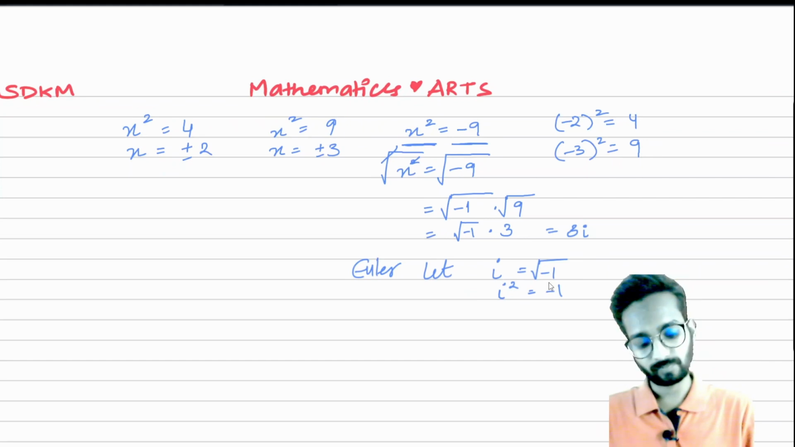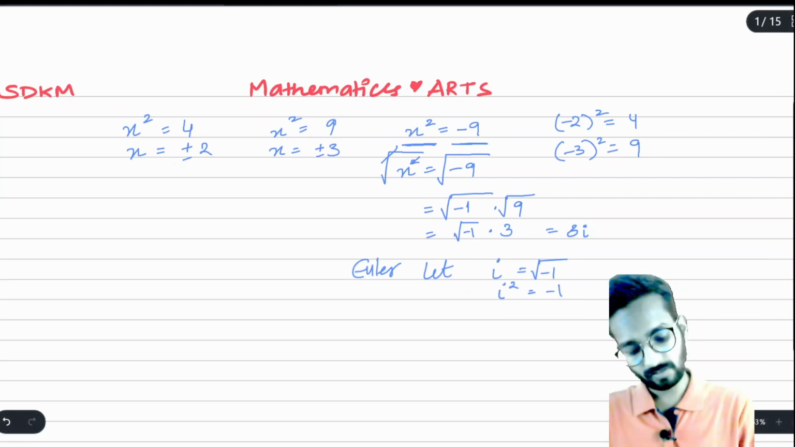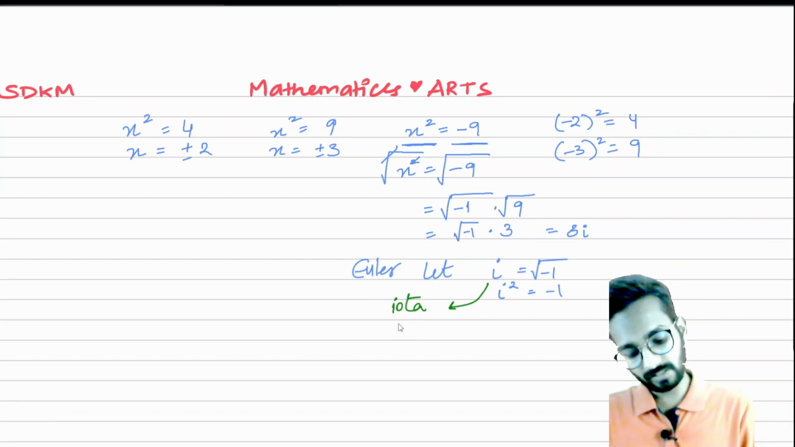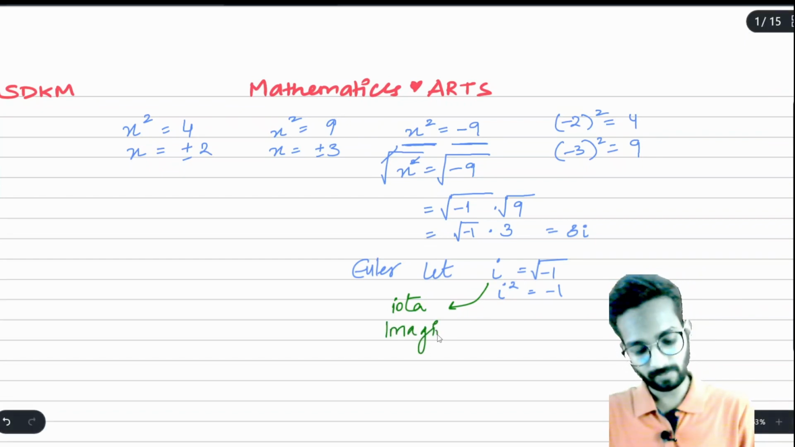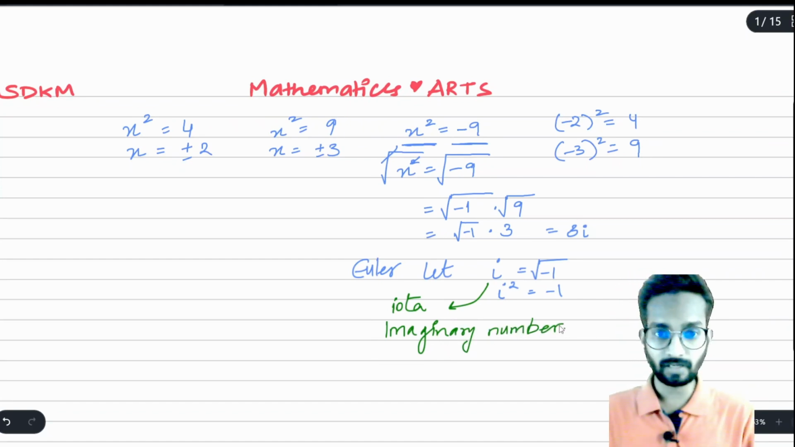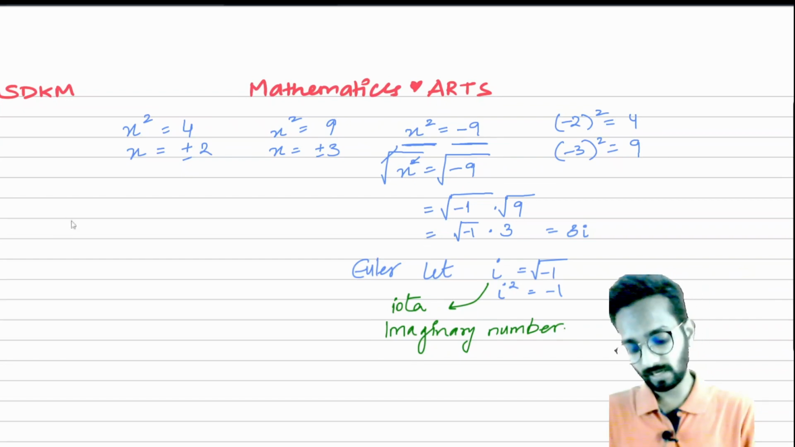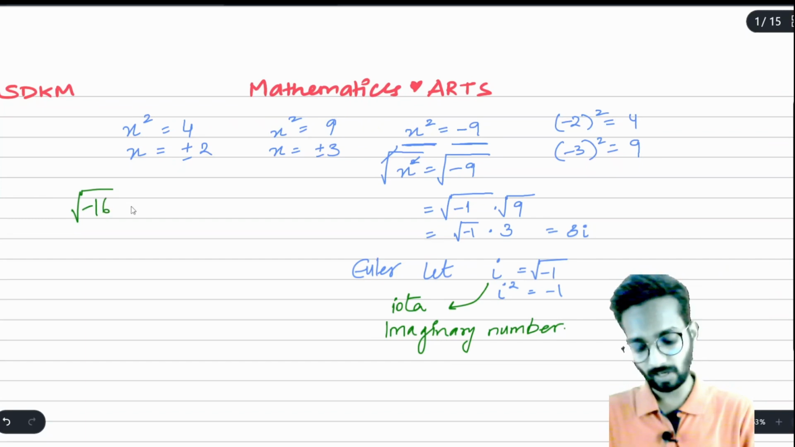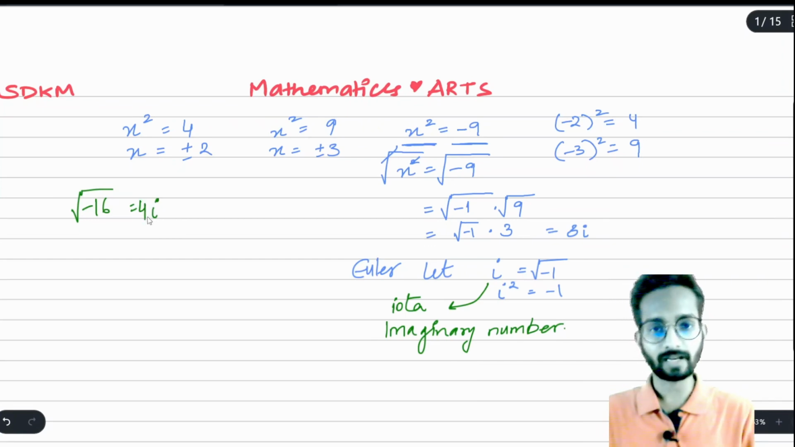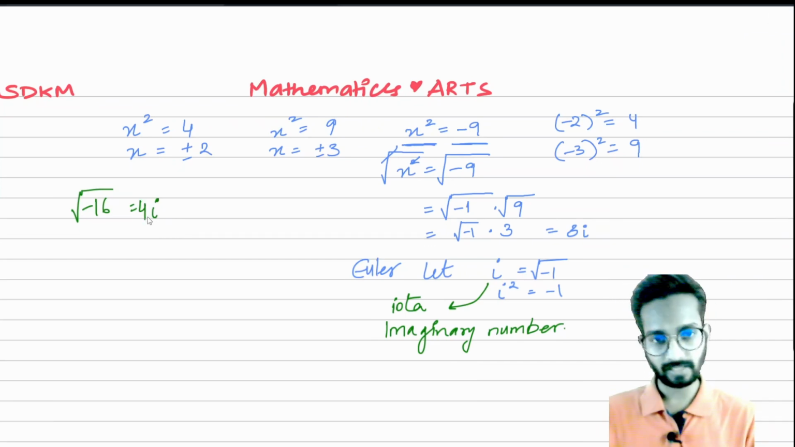Now understand, what is i that he has introduced? i means iota, and it has been described as an imaginary number. Remember, it is not a real number, it is an imaginary number. Now, why are we learning this? If our question asks us root of negative 16, how can we write it? We know that root of negative 1 is i, and root of 16 is 4. So we can write it as 4i. That's why we are learning this right now.